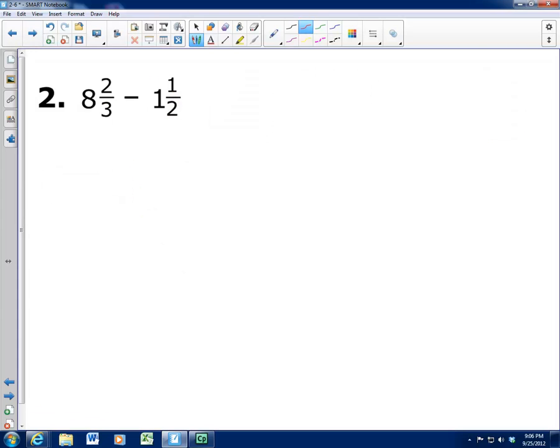The next one, we have mixed numbers. We have 8 2/3 minus 1/2. Okay, and we could do this a couple of different ways. Okay, we can subtract the whole numbers and then subtract the fractions, or we can do our popcorn method to convert these into improper fractions and then subtract. Okay, so what I'm going to do is let's do the popcorn method first. I'll show you that way.